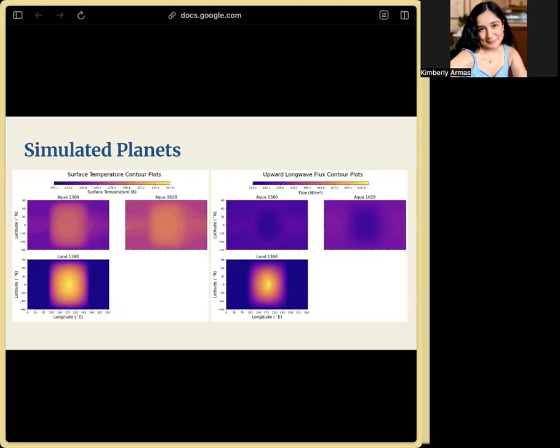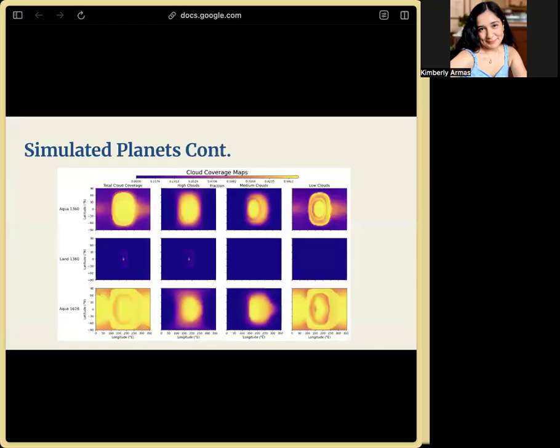And for the land planet, the surface temperature and the upward longwave flux plot look quite similar to the shortwave downward flux plot from the previous slide, suggesting that we are actually looking at the planet's surface, which is in contrast with the aquaplanets, where we are actually seeing more emission from their night side. And this makes sense when we look at their cloud coverage plots.